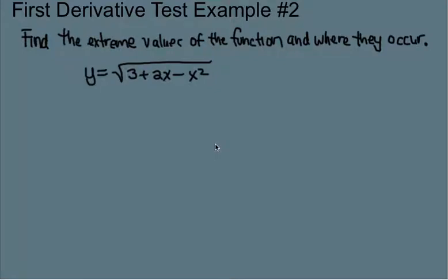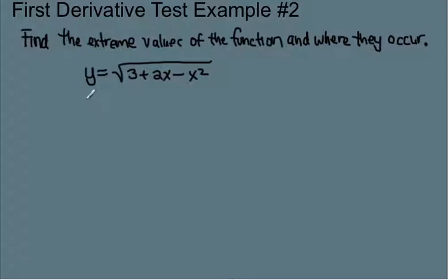Okay, so this example I've chosen because it has multiple critical points and lots of stuff to it. In the end, we're going to graph it and look at the graph and see how the answer matches up with what we got. So we're asked to find the extreme values of the function and where they occur. So the first thing we need to do is dive in and take the derivative.